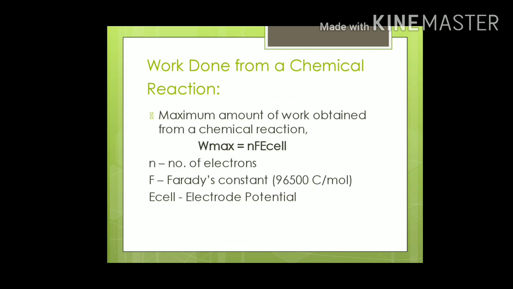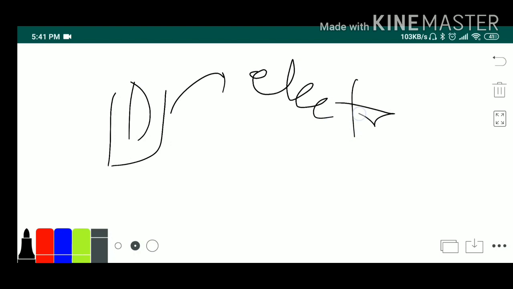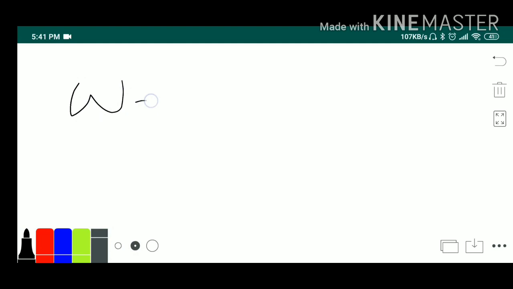Work done. Chemical energy is being converted into electrical energy, right? Then some work is being done here. This energy is being converted here, so we have to do some work. What is that work? The work done by an electrolytic solution to develop some potential is NFE.